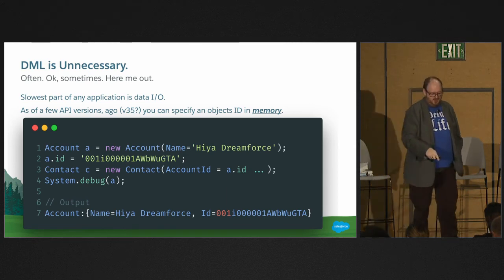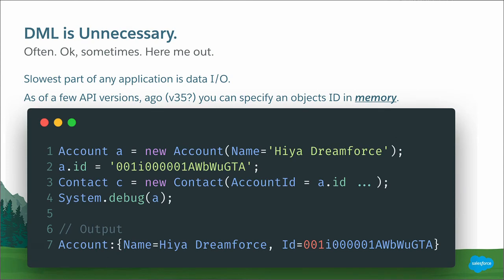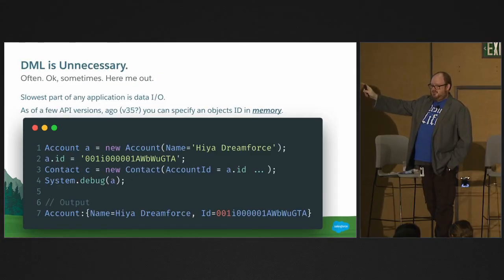Here's how you do that. You can create an account, "hi at Dreamforce." You can give it an ID. Now note, I'm giving it an 18-character string ID. You do have to give it a valid ID. It does not have to be a valid ID for that object type. Does that make sense?